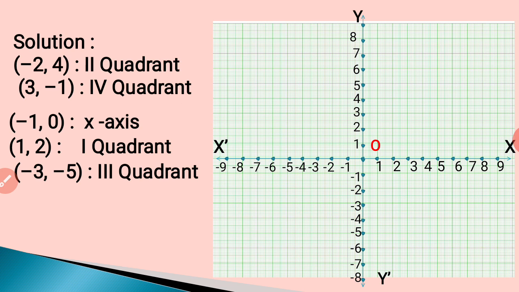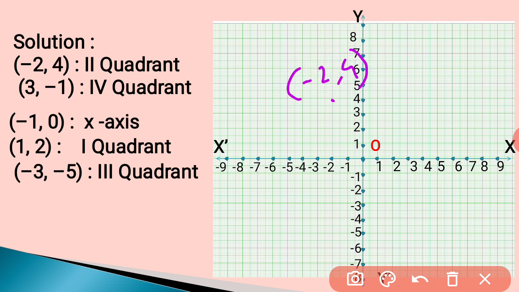Here we can show them being on the graph paper. -2, 4 will lie here. -2, 4. It is in the second quadrant. Then it is 3, -1. 3 positive, -1 negative. So it lies here. It is 3, -1.